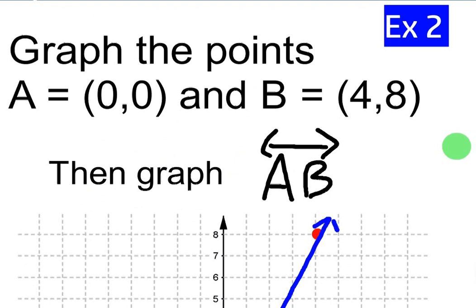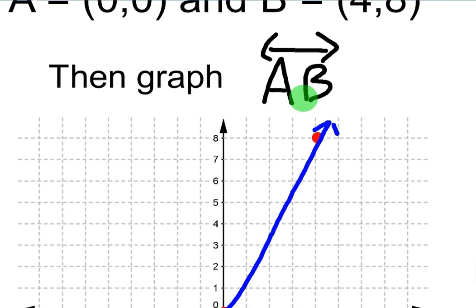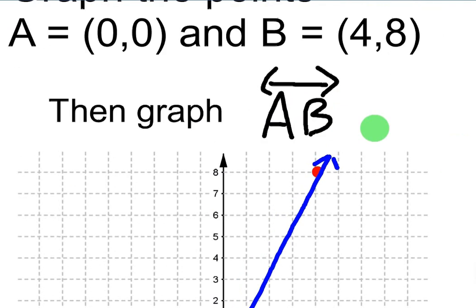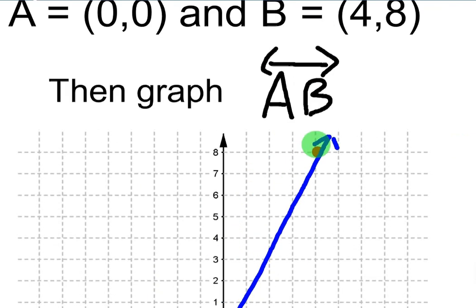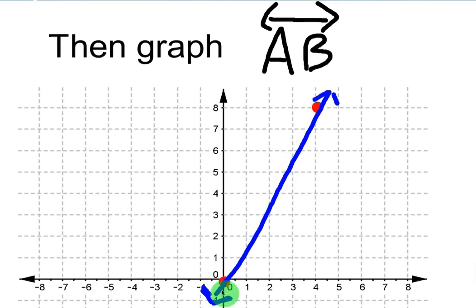Okay, next we have the point (0, 0) for A, and B is (4, 8). We're going to graph a line, right? Because it goes both directions. So first of all, the point (0, 0) is the origin, which is down here. Then the point (4, 8) is right here. When you connect them with the line, you just draw a line and draw arrows in both ways. And again, that would give us the line AB going in both directions. And it goes on forever and ever.